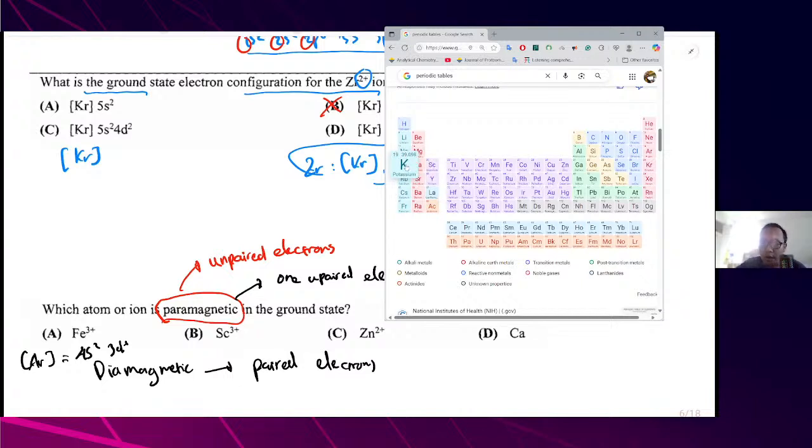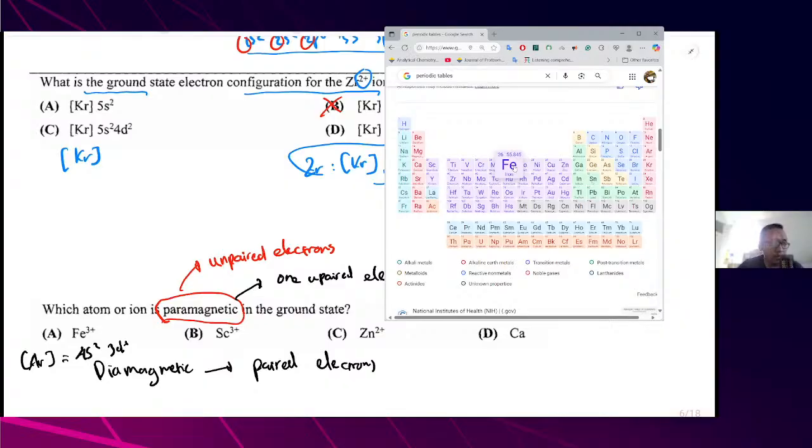4s2, this one is 4s2, guys. 4s1, 4s2, and then 3d1, 3d2, 3d3, 3d4, 3d5, 3d6. Okay, kind of like this one.